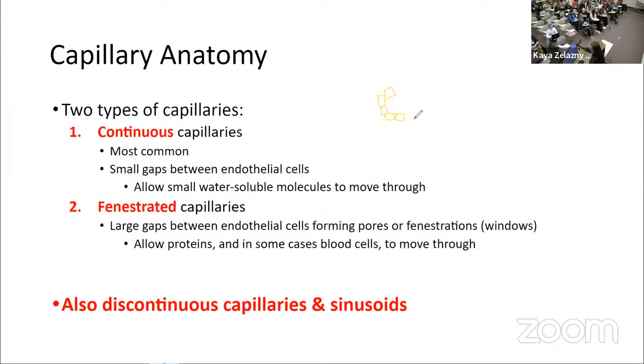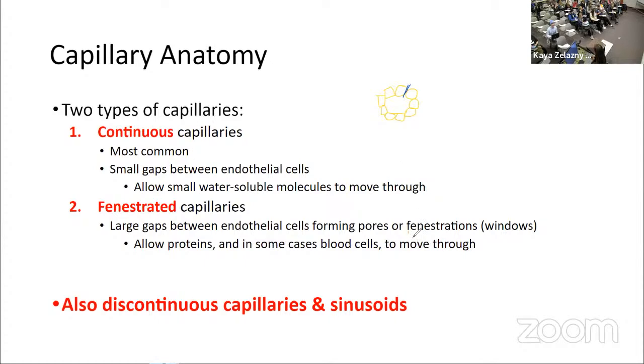So we're going to have small gaps between our endothelial cells. Our gap here is relatively small. So what's going to be able to pass through here is basically stuff that can dissolve in water. So small water soluble molecules, hydrophilic things that are small enough, are going to be able to pass through here, but everything else, we're going to have to transport across those endothelial cells if we want to move it.